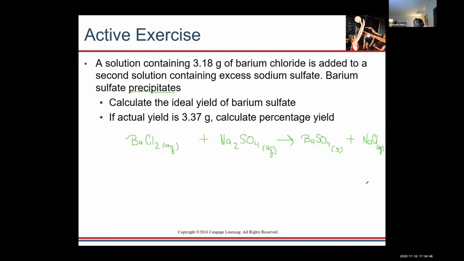Okay, is it balanced? No. What do I need to do to balance it? We need 2 sodiums and 2 chlorines on the product side. So 2 sodium chlorides? Yeah. Okay, so we want a coefficient of 2 in front. Is it balanced now? Yes. Piece of cake.